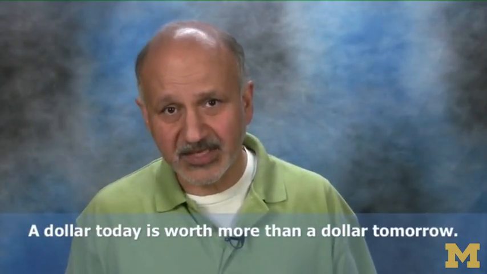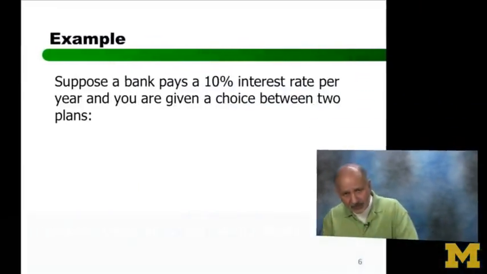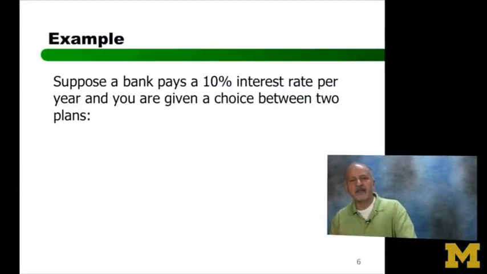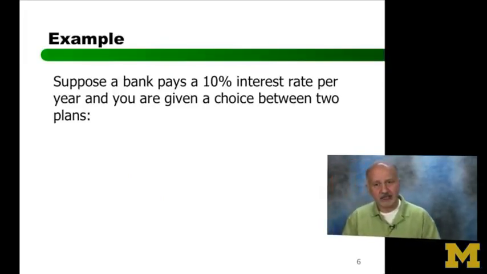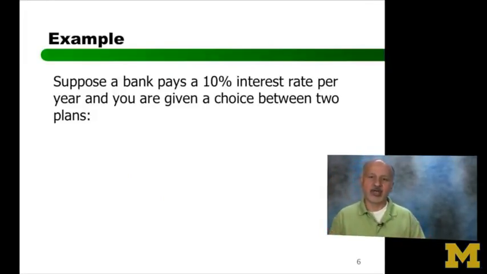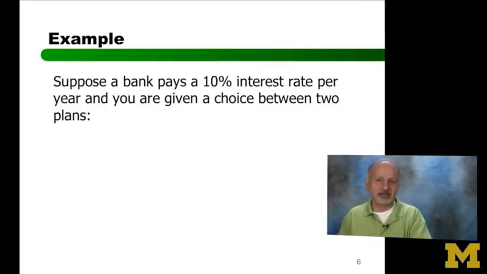So let me start with an example. Suppose a bank pays a 10% interest rate per year and you are given a choice between two plans. By the way, I'll be going back and forth writing a lot, which will hopefully make it more engaging. As I do a problem, you should do it with me, and if the problem gets complicated, I'll give you more time and then we'll do it together.